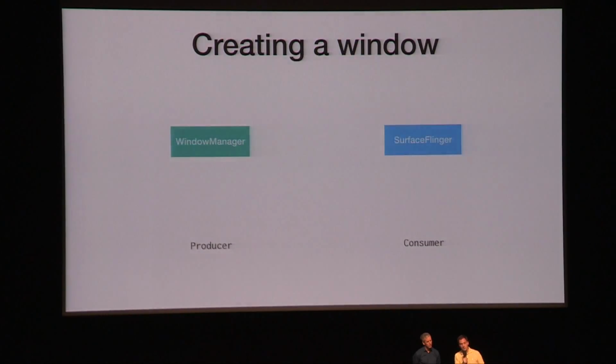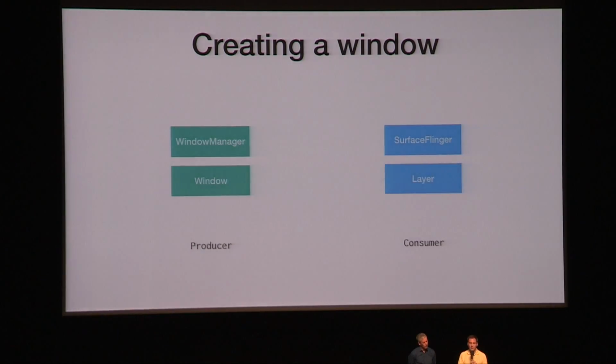So what happens when we actually create a window on Android? The way a window is created, we have a publicly available API in WindowManager called addView. You just add a view to the WindowManager and it creates a window on screen. So we have the WindowManager, which is going to be our producer. We want to create a window, so it talks to SurfaceFlinger, and SurfaceFlinger on the other end creates something called a layer. A layer is basically the equivalent of a surface or of a window, but inside the compositor.